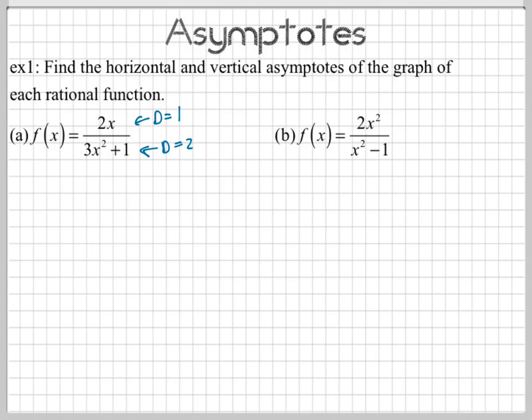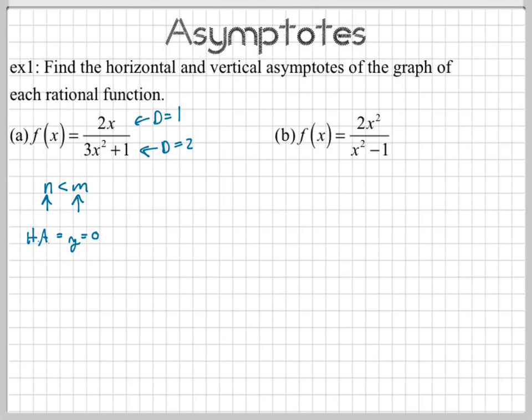And so here, the case that we have here, n is less than m. The degree of the numerator is less than the degree of the denominator. So what does that mean? What is our horizontal asymptote? The HA is y equals 0.